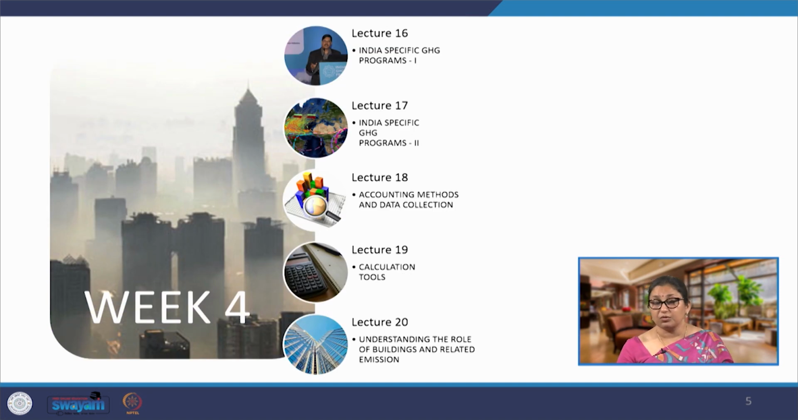And in week 4, we specifically talked about understanding India specific GHG programs. India committed big when it participated in the Paris Agreement, and so there are specific India specific GHG programs where we are trying to reduce our emissions, with the aim that we want to become net zero, leading to further going ahead with accounting methods and data collection, because the standardization of this whole process is important, and that is what the GHG program and the GHG platform have done, along with the calculation tools that are being developed.